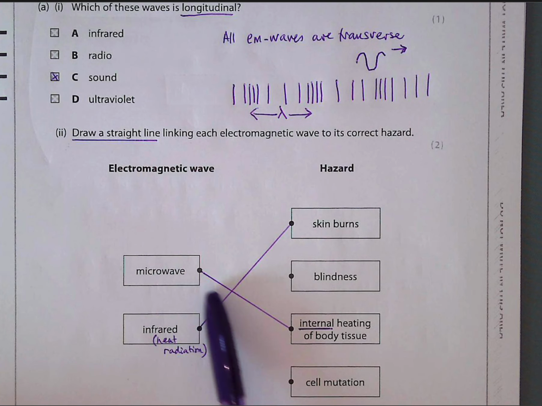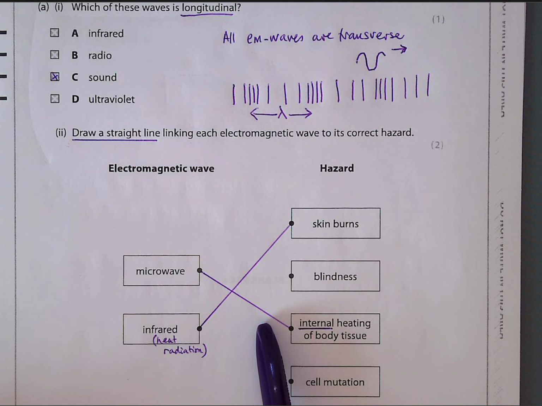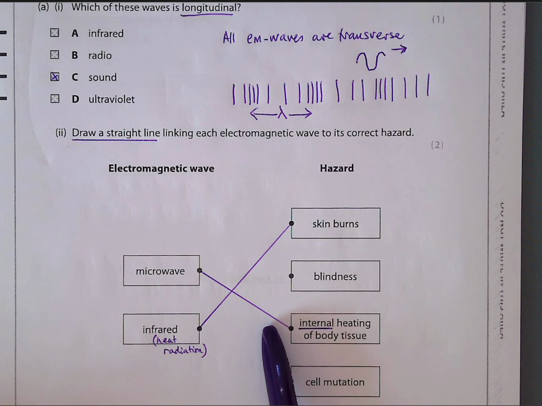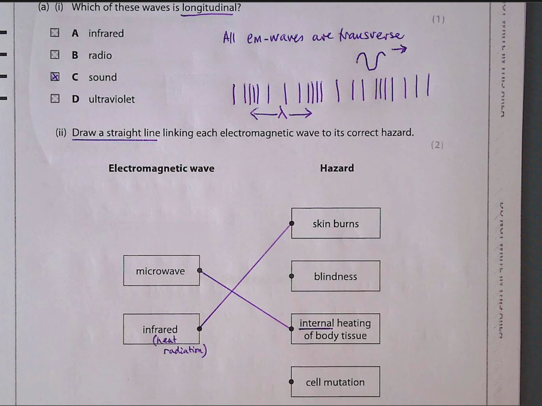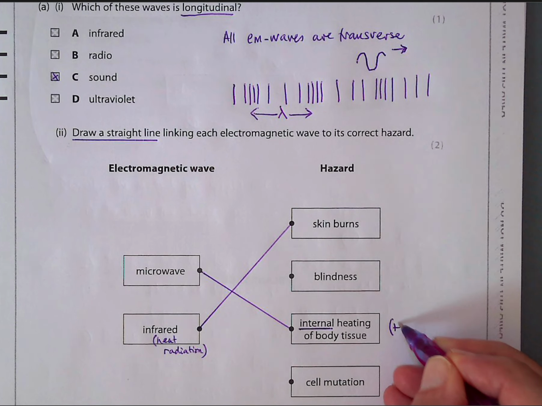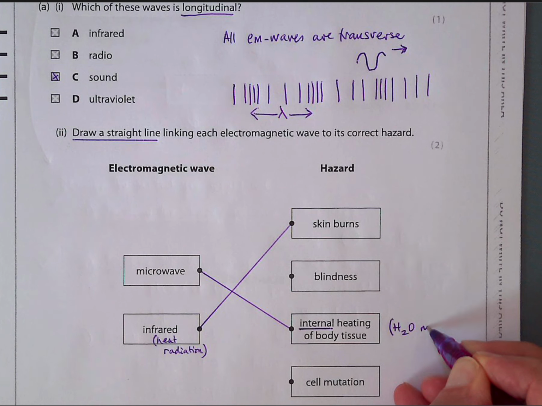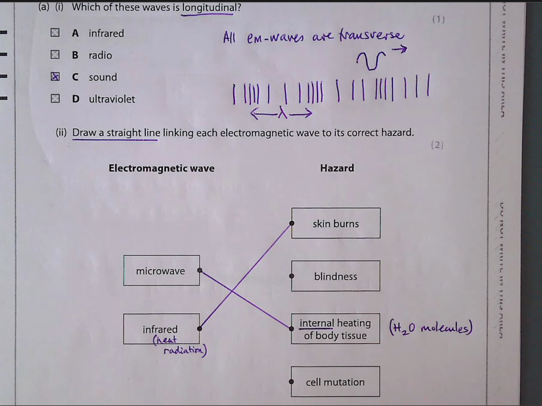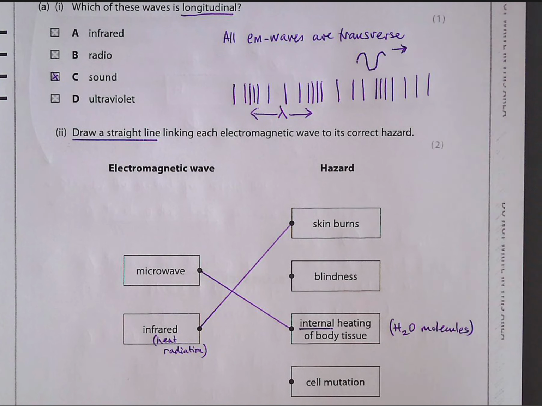Microwaves go deeper into the tissue, and that's why microwave ovens can cook food from inside out. So the stress is on the internal heating of body tissue. It basically focuses on water molecules. Okay, so it has the right frequency to vibrate water molecules. So this is some good revision for you to go through the questions in this way.